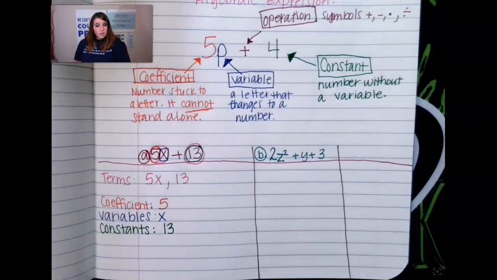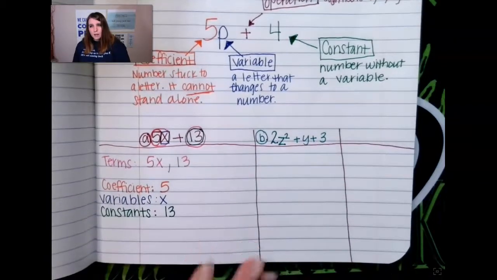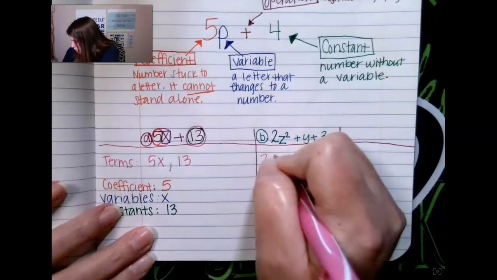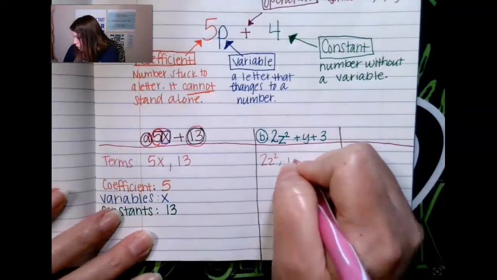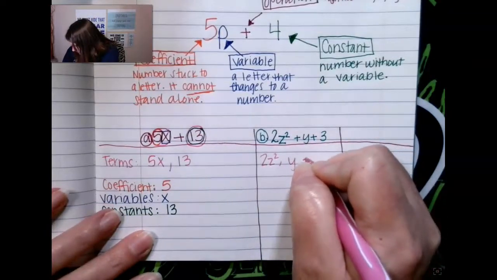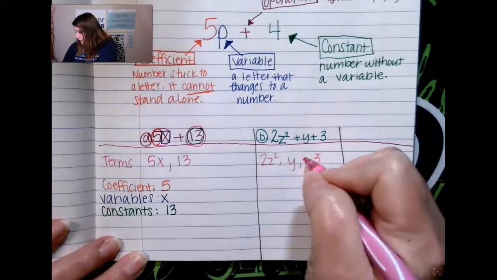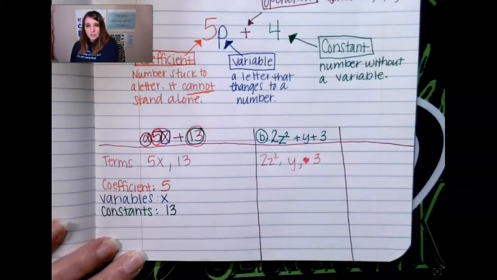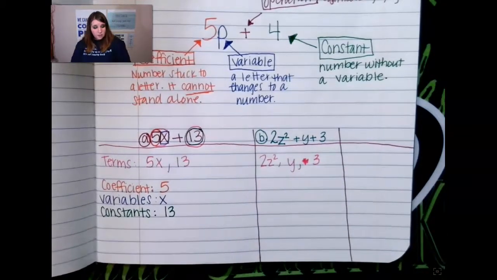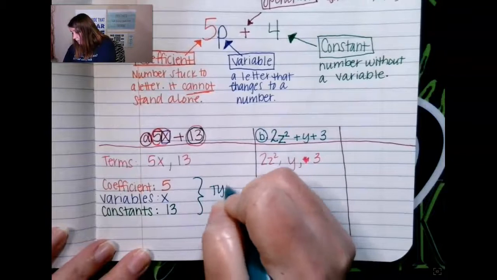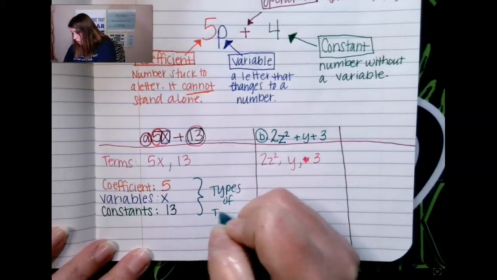Okay, first of all, I want to know the terms. What am I shopping for? If I need to bake this thing up, what ingredients do I need? Well, I need the terms of 2z squared. I need a 2z squared. I need a y, and I need, a comma, and I need a 3. That is what I need to make this recipe. Those are my terms. Now, the types of terms that I need, so again, these are just types of terms.